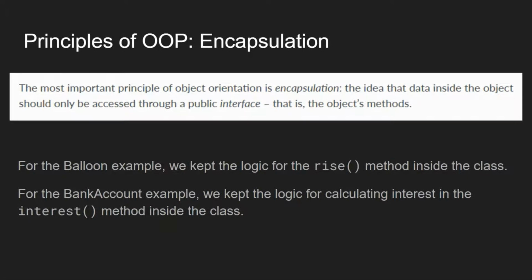So encapsulation is a principle of object-oriented programming. It's the idea that the data inside of an object should only be accessed through a public interface. So, for example, in the balloon example, we had kept the logic for the rise method inside the class. We weren't changing the data of the balloon's height from outside the class. We would just call the rise method, and then the balloon would internally change its own data. For the BankAccount example, we kept the logic for calculating interest inside the interest method inside the class. We didn't just do it outside, in the global scope.